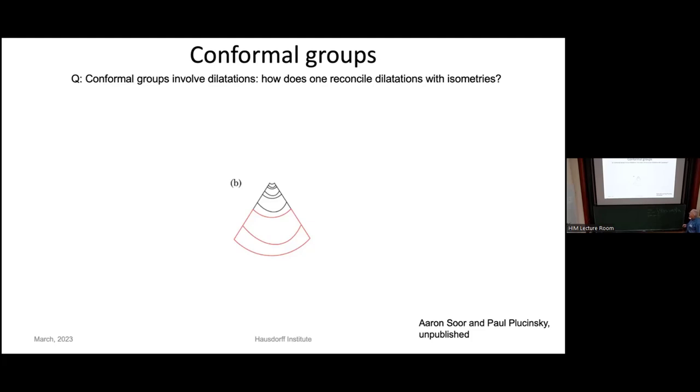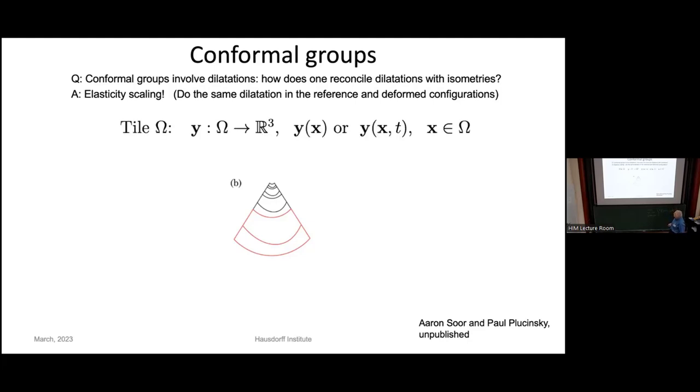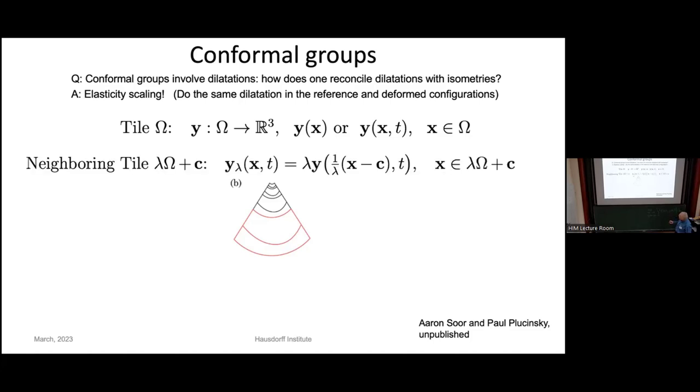If you think in the following way, how do you reconcile dilatations with isometries? The way you do that is elasticity scaling. The basic scaling law of elasticity theory is listed here. What you first do is we're going to have a unit cell, but a neighboring unit cell is going to be a dilatation. So this is a dilatation of this unit cell. In other words, the neighboring tile in the reference domain is lambda omega plus c. So you blow up omega and you're allowed to translate. You could start with this little unit cell, blow it up, translate, blow it up, translate.